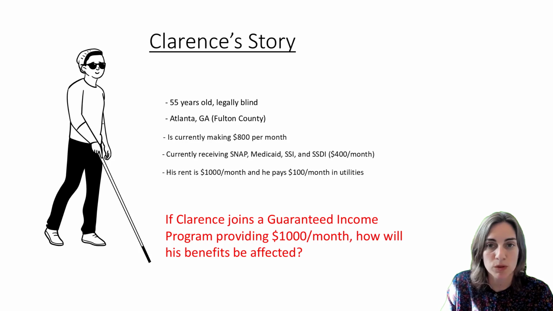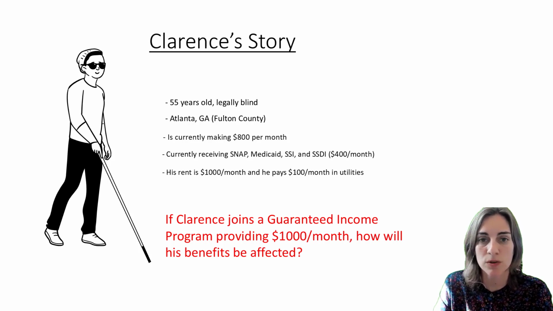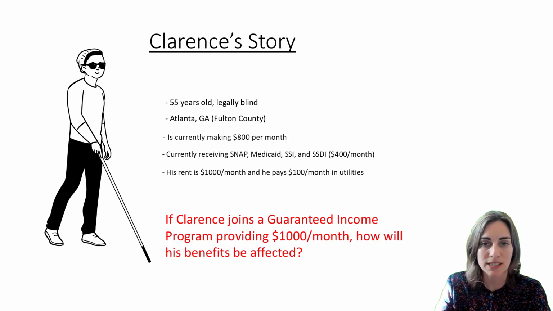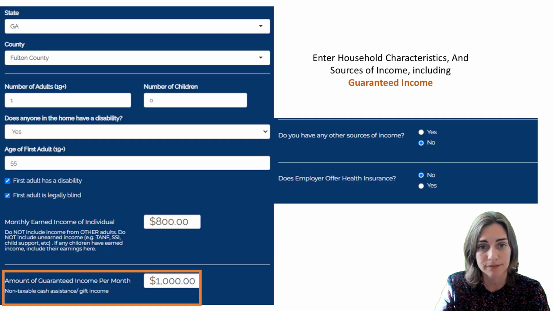For this example, we will use Clarence. Clarence is 55 years old and is legally blind. He currently makes $800 per month. He wants to enroll in a guaranteed income program offering $1,000 per month, but he is worried about losing his government assistance supports. He knows that SSDI in particular was very difficult and time-consuming to obtain. If he loses access to that program, it could put him in a very financially vulnerable state.